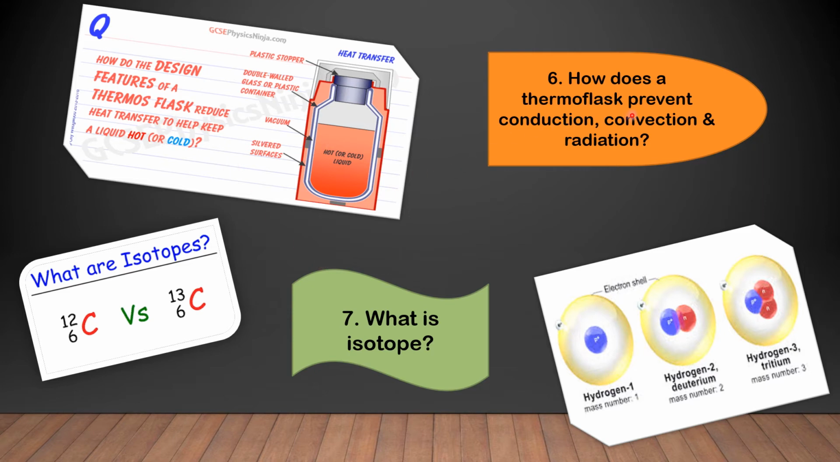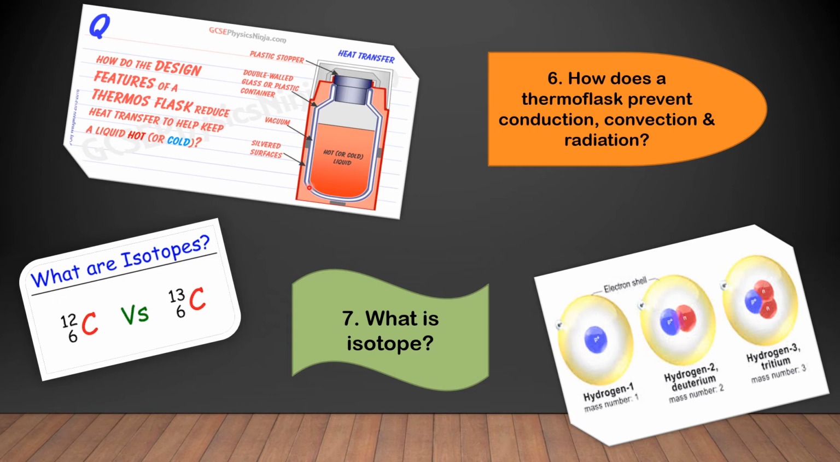Next question is, how does a thermoflask prevent conduction, convection and radiation? See the diagram first. How do the design features of a thermoflask reduce heat transfer to help keep a liquid hot or cold inside the thermoflask? So this is the diagram. First I am discussing, then I will explain the diagram.